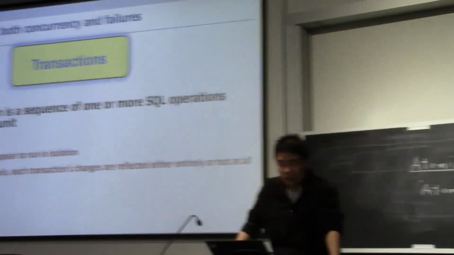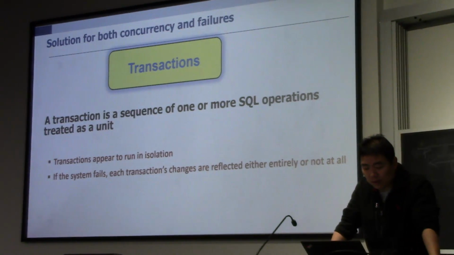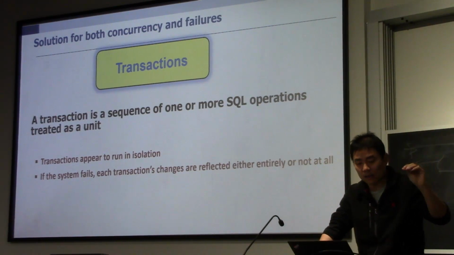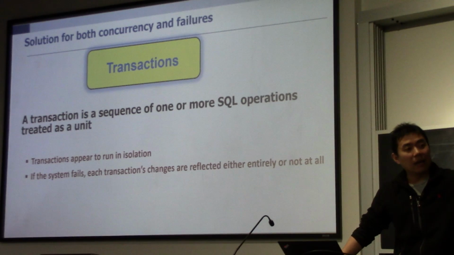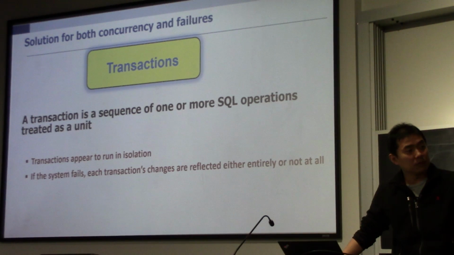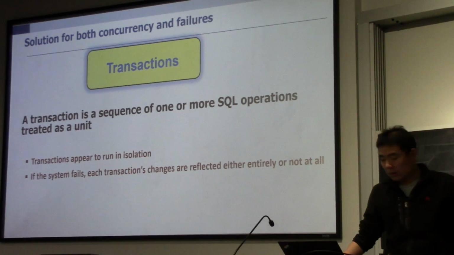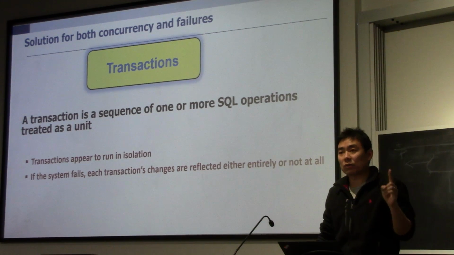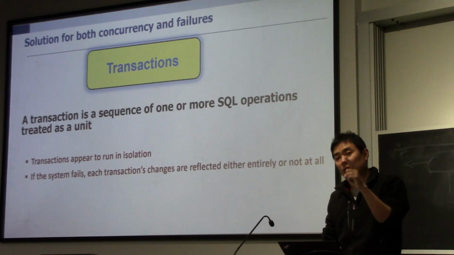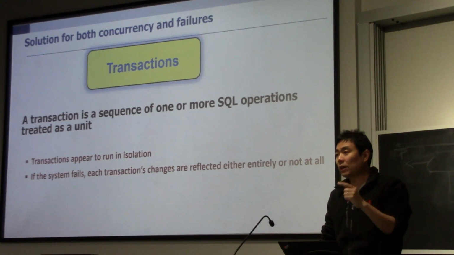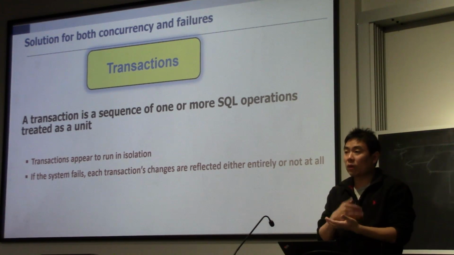And transactions appear to run in isolation, and if the system fails, each transaction's changes are reflected either entirely, if the transaction has committed before the system failed, or none of the changes made by that transaction will be reflected, if the transaction has not committed yet before the system fails.